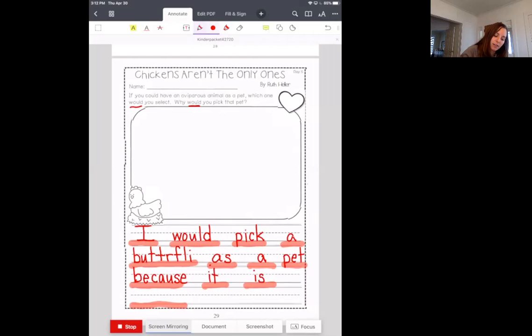Purr, you hear two sounds, purr, P-R, pretty, P-R-E-T-T-Y. And I know that's a hard word to sound. That's why it's a sight word. It is a not fair word. But you can go ahead and use my word if you want help, or you can just write the sounds that you hear. And that should be about it. I would pick a butterfly as a pet because it is pretty.